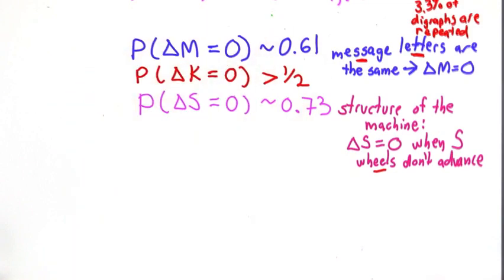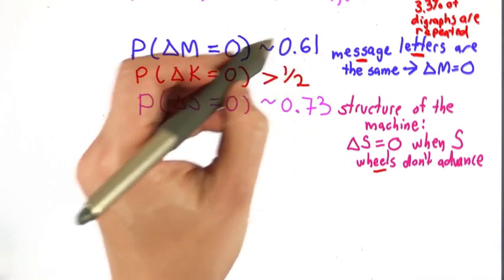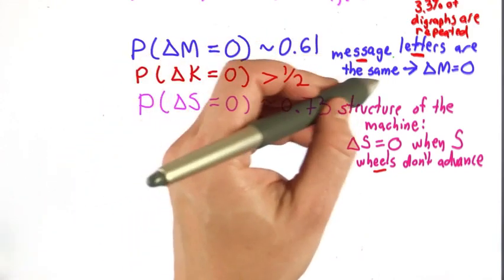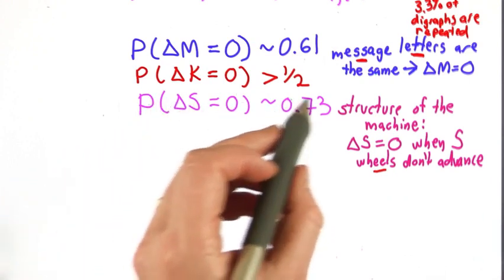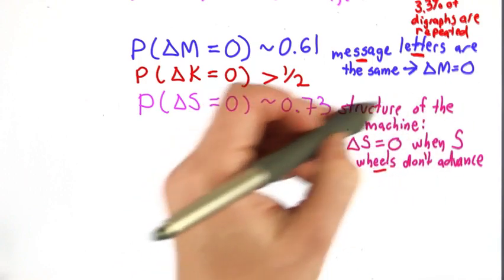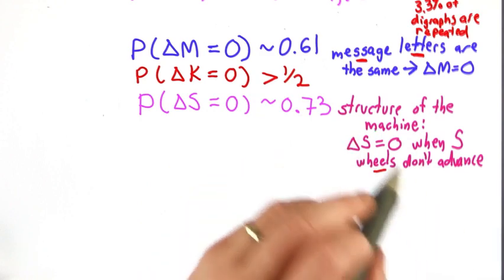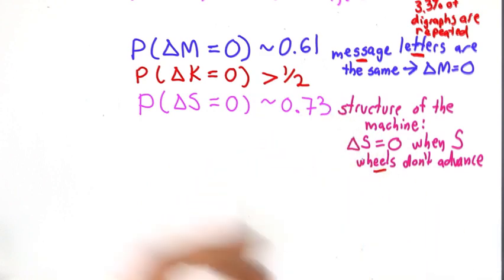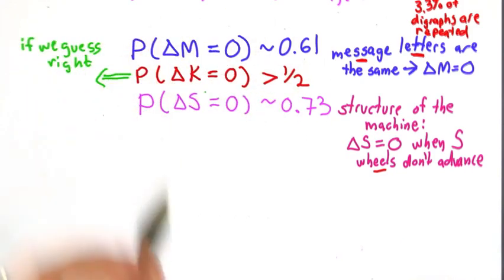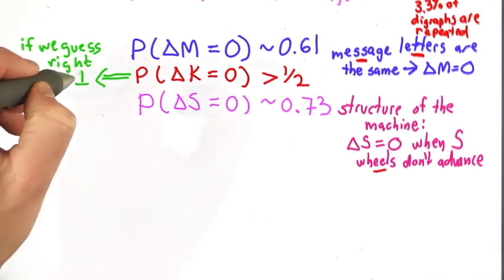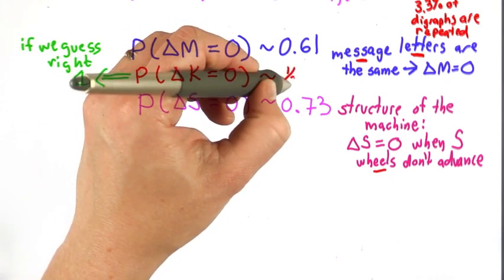So this is what we had before. We knew that the probability of delta M being 0 was greater than half, and it was actually about 0.61 for German because of the likelihood of message letters being repeated. And we knew that the probability of delta S being 0 was about 0.73, and that's because of the structure of the machine: the S wheels don't advance every step, only when the M wheels are on a 1 do the S wheels advance. And so now if we guess right, the probability that the key bits are 0 goes to 1. When we don't guess right, it'll be 1/2.